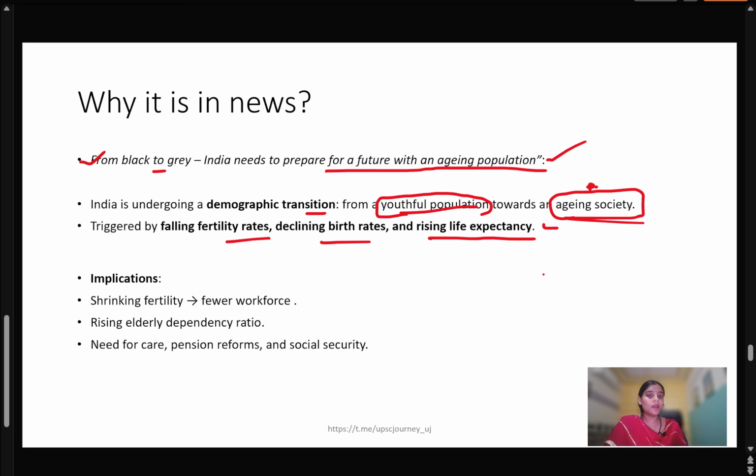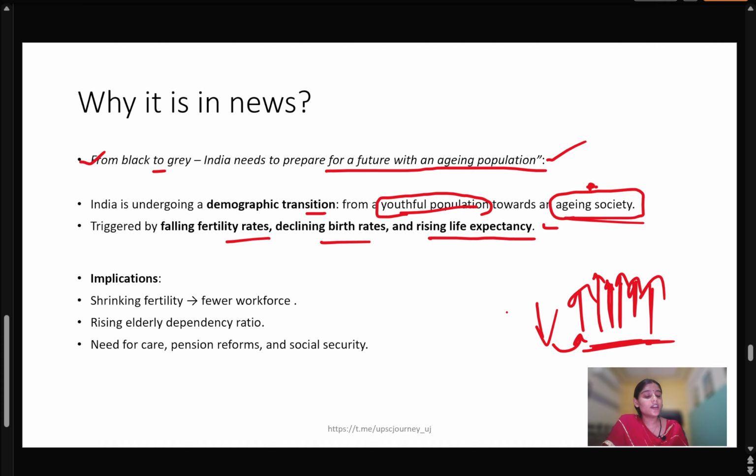Because at the same time, the fertility rate is decreasing, but life expectancy is increasing. It means the person who is already born will live for a longer period, and that's why there will be a concern of a rising older population. At the same time, the fertility rate is decreasing.